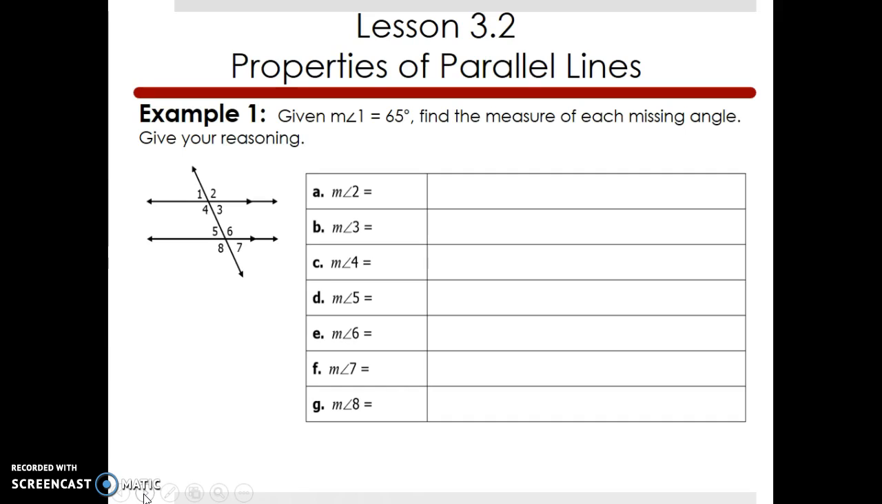So we're going to try our first question. I'm telling you that angle 1 is 65. So this angle is 65. We have to find all the remaining angles. So what do you know about angle 1 and angle 2? Angle 1 and angle 2 make a straight line. Because it makes a straight line, it has to equal 180. So to find angle 2, I'm going to do 180 minus 65. When I do 180 minus 65, I find that angle 2 is 115.